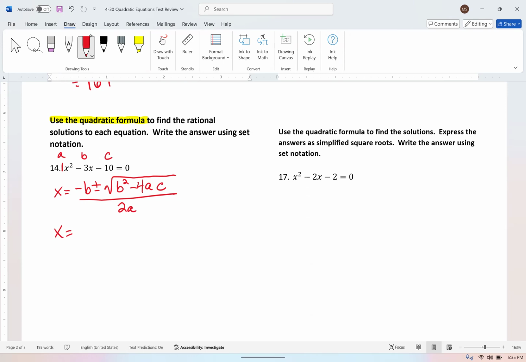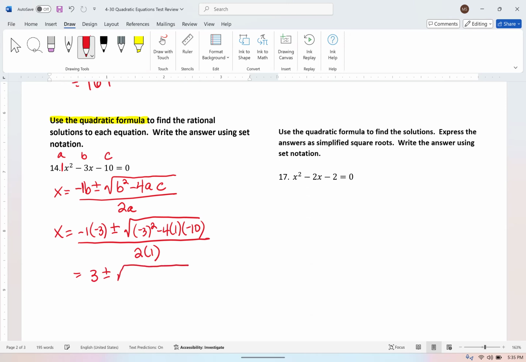So we're going to plug this in. I want to point out that this formula is on your reference sheet, so that's helpful. So negative b, that's like a negative 1 times b, by the way. So that's like negative 1 times negative 3 plus or minus the square root of b squared, negative 3 squared, minus 4 times a is 1, c is negative 10, all divided by 2a, 2 times 1. Okay, so this is 3 plus or minus the square root of negative 3 squared is 9. Negative 4 times 1 times negative 10 is 40. 2 times 1 is 2.